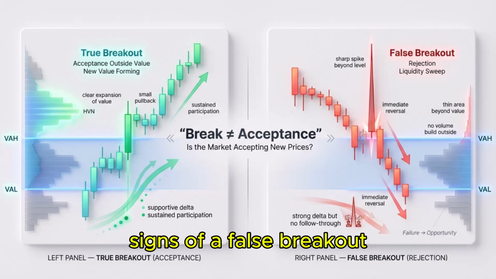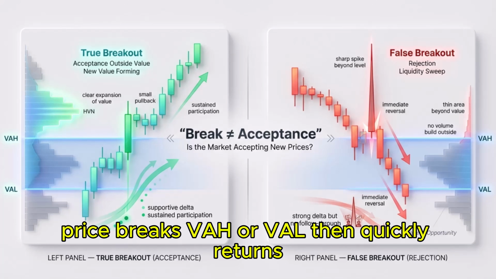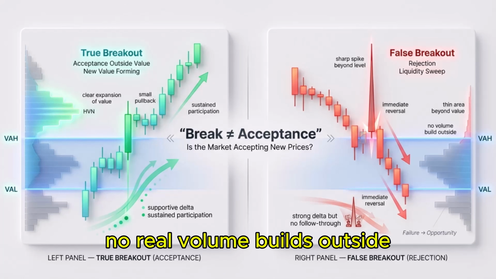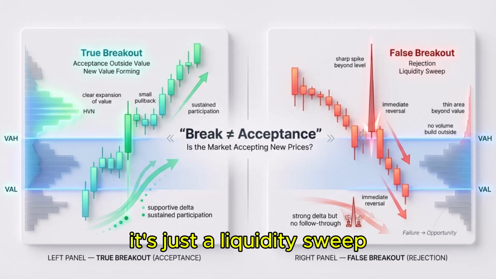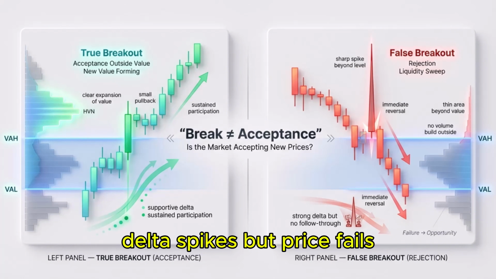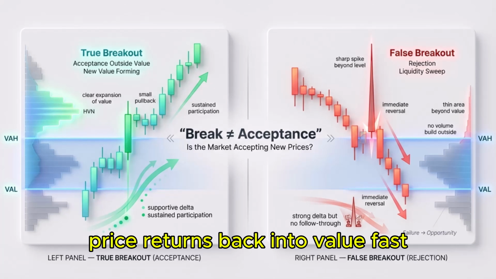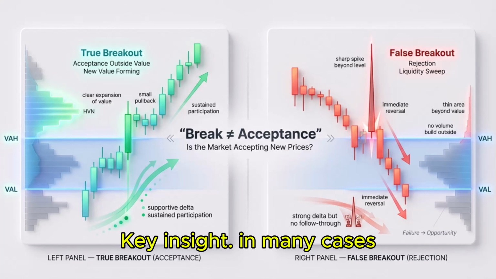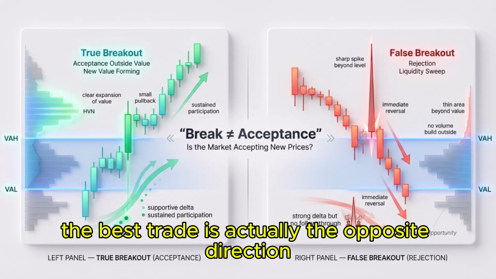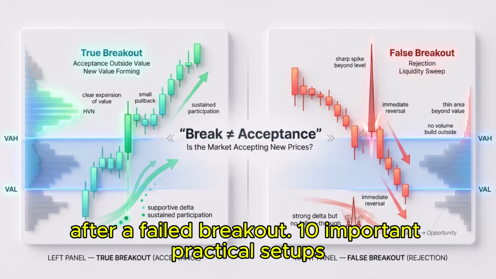Signs of a false breakout. Price breaks VAH or VAL, then quickly returns. No real volume builds outside. It's just a liquidity sweep. Delta spikes, but price fails. Price returns back into value fast. Key insight: in many cases, the best trade is actually the opposite direction after a failed breakout.